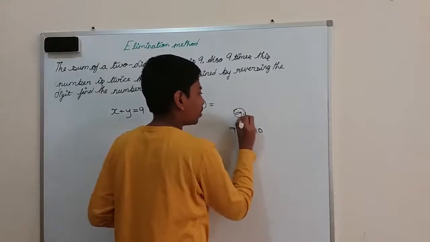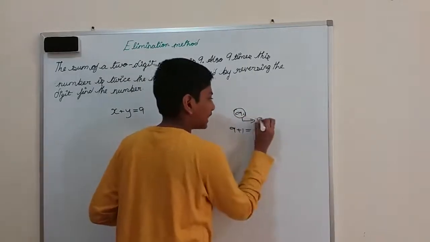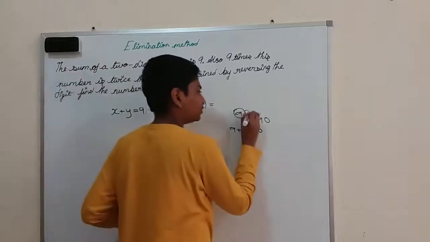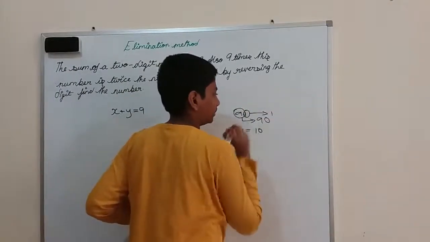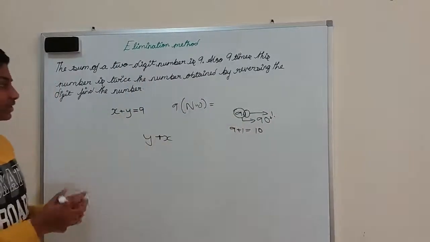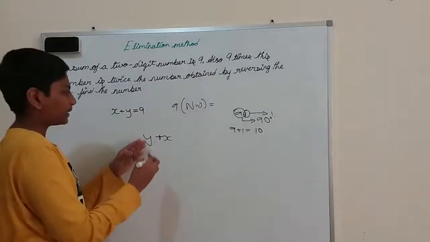The place value of 9 in 91 is 90, and the place value of 1 is nothing but 1. So 90 plus 1 should be equal to 91. So we got the first one. Now what we should do is make them in that form.